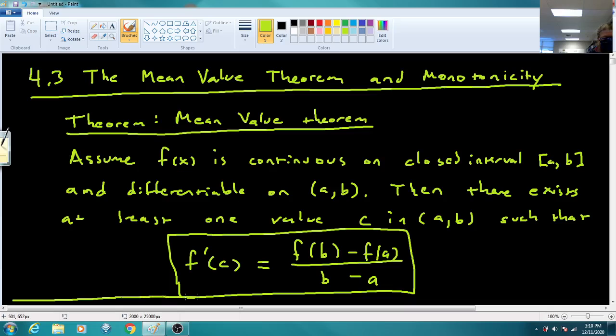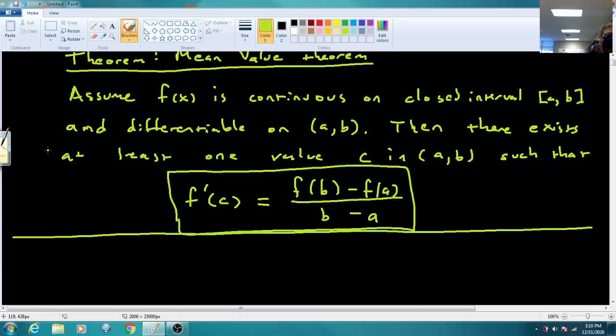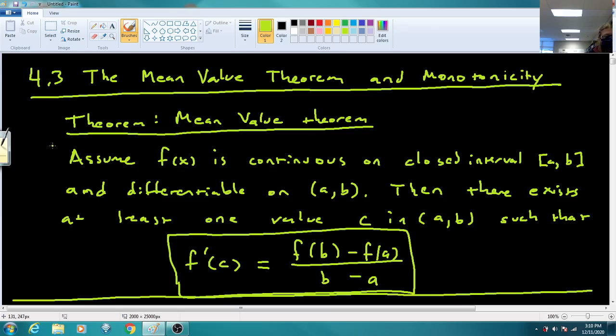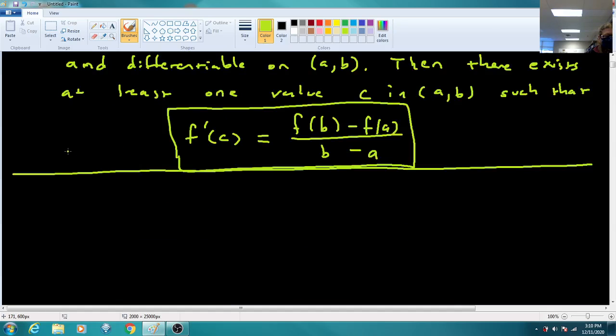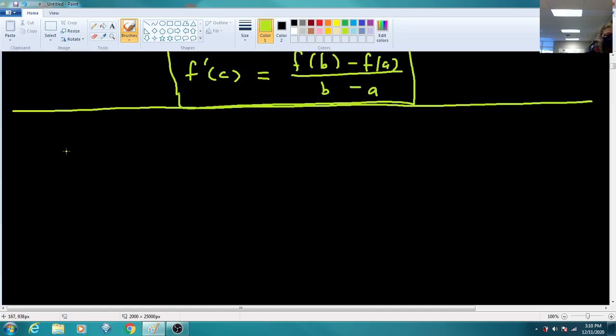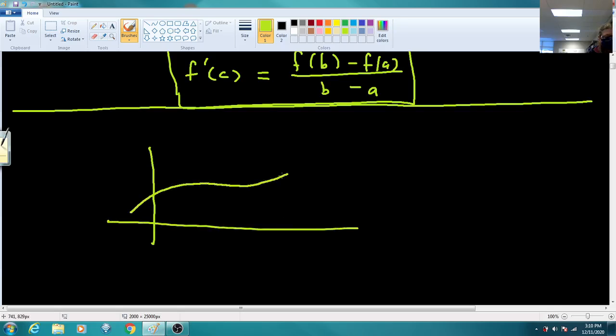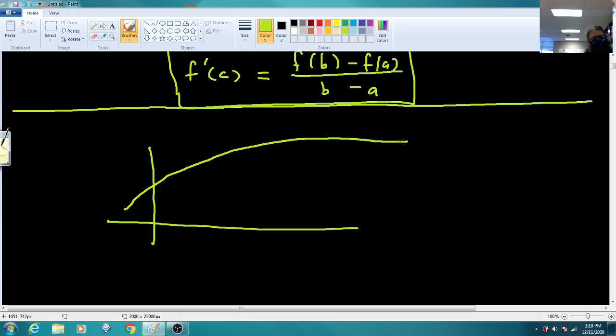And we're going to draw a picture to see what it's talking about. Let's say we had some sort of line that's doing something like that. And let's say here's A, and out here is B. So if we look at the right-hand side of the mean value theorem, f of B minus f of A, all that over B minus A.